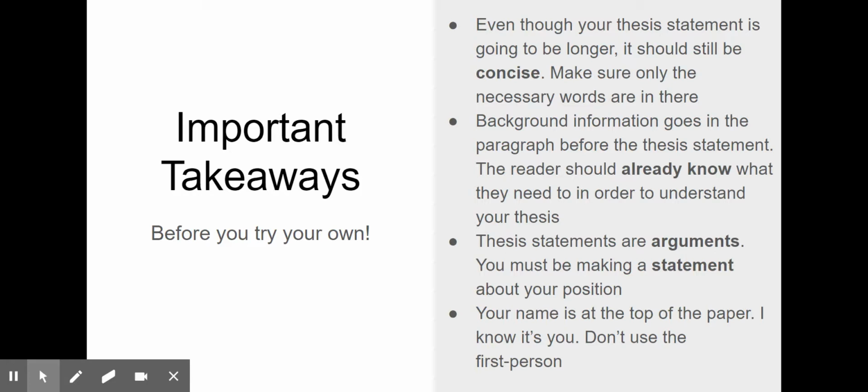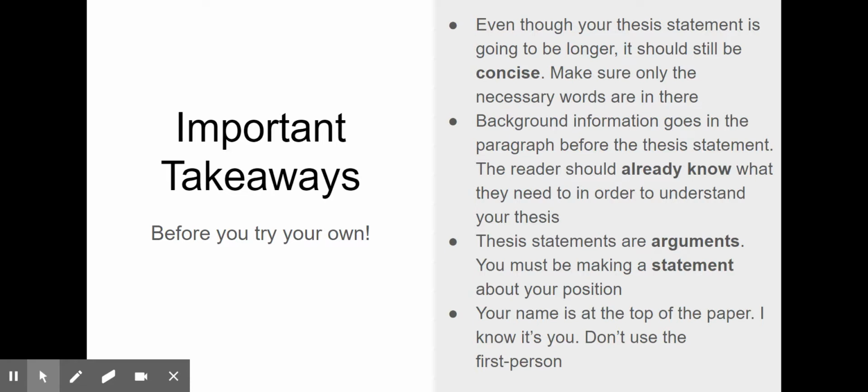So that is why that has not been included in these examples. Thesis statements are arguments. You have to be making a statement about your position, and you have to be prepared to back it up. A thesis statement cannot simply state the fact of the matter. This can be hard to discern when something like the statement about Romeo and Juliet, well, that does seem very factual, doesn't it? Aren't they destined to die for each other? But don't forget, that is an argument about the text, right? That is an interpretation of the text, and it can be backed up with evidence from the play.